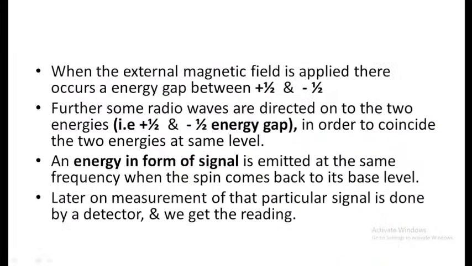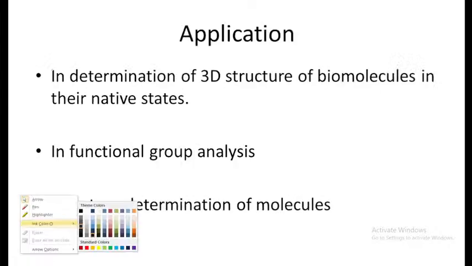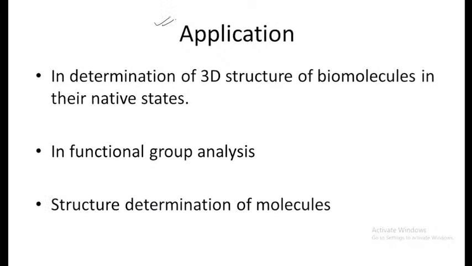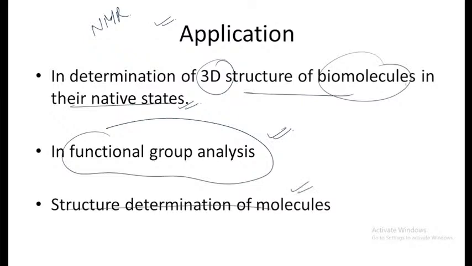In this you need not go into the depth, you just need to remember the applications. Talking about the applications of NMR, first it is used for determination of the 3D structure of biomolecules in their native states, then in functional group analysis, and last for structure determination of biomolecules. Very, very important. Please remember all these things.